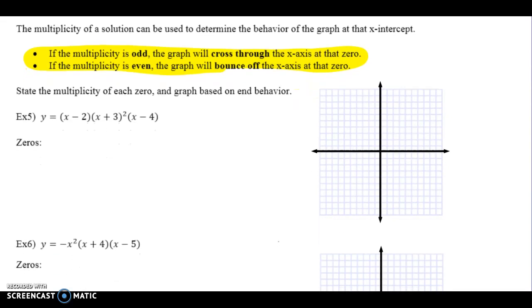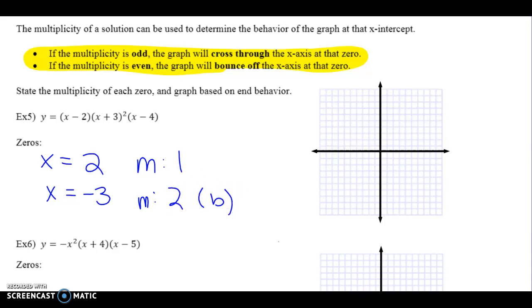For number 5, what's our x-intercept? So the first one gives us 2. What's the multiplicity of x equals 2? How many times does it happen? Just once. The middle term, x plus 3 squared, gives us x equals -3. And what's our multiplicity? How many times does it happen? Twice. So that one, I'm going to put a B there to remind myself that it's going to bounce when I graph it. Then our last term, x minus 4, gives us x equals 4 with multiplicity 1.